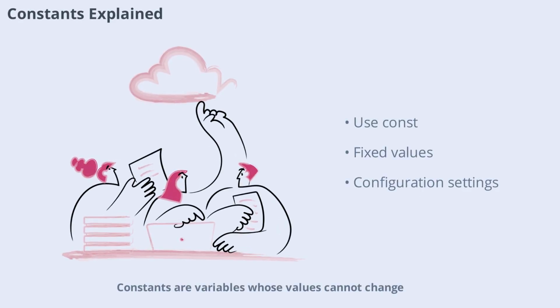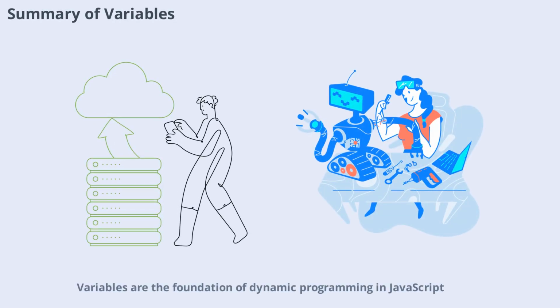Constants are variables whose values cannot change. Use const to declare constants. They are useful for fixed values like configuration settings. Variables are the foundation of dynamic programming in JavaScript. They store information, allow changes, and make your code interactive. Mastering variables is key to becoming a skilled programmer.